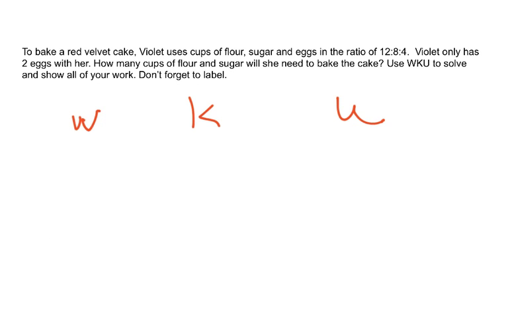The last one here says, to bake a red velvet cake, Violet uses flour, sugar, and eggs in the ratio of 12 to 8 to 4. Violet only has 2 eggs with her. How many cups of flour and sugar will she need to bake the cake? Use WKU to solve all your work. So you should be having words, and you have 3 here, right? What do you know about it? Then what is the one unknown you do know, and how would you get there to solve?